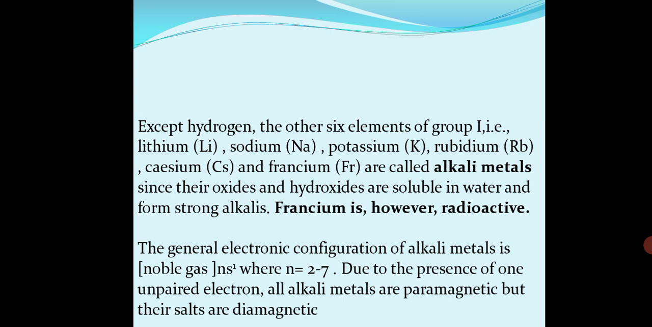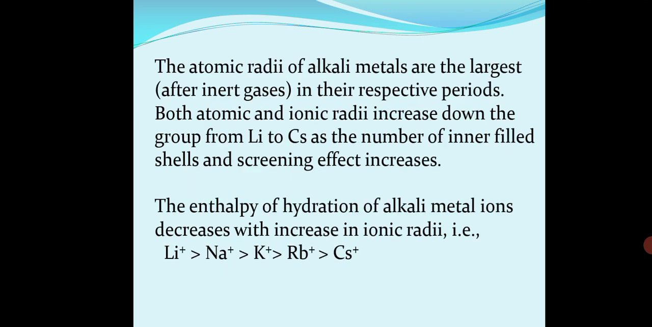The atomic radii of alkali metals are the largest after inert gases in the respective periods. Both atomic and ionic radii increase down the group from lithium to cesium as the number of inner filled shells and the screening effect increase. If the screening effect and the number of shells are increasing, then the atomic radius and ionic radius also increase down the group.